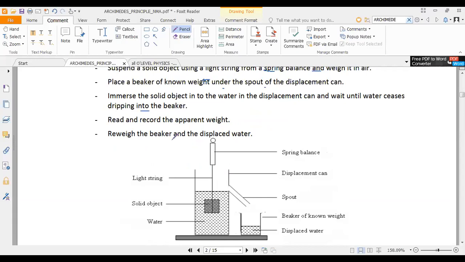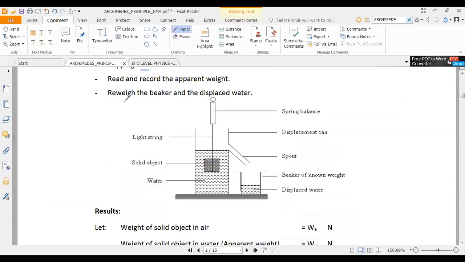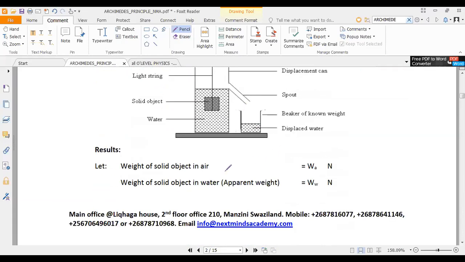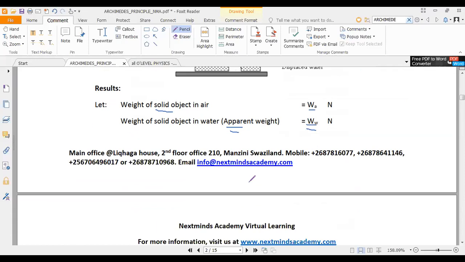So we now record the apparent weight. Basically we take the second reading after the solid is placed in the water. We also reweigh the beaker and the displaced water. So we record our results. The weight of the solid in air is recorded as WA. Then the weight of the solid in water, which we call the apparent weight, after placing the solid in the water, we record it and denote it as this.